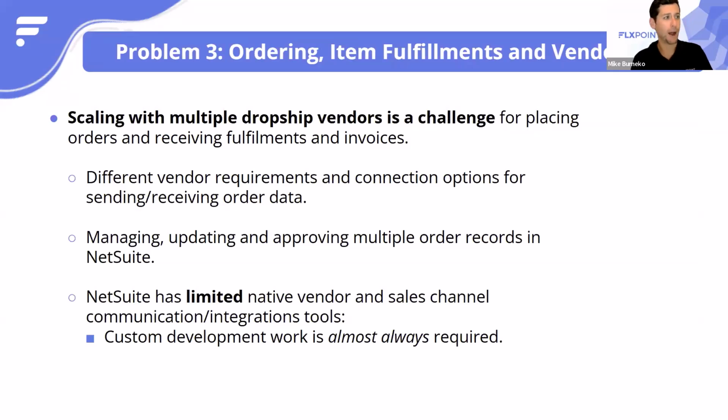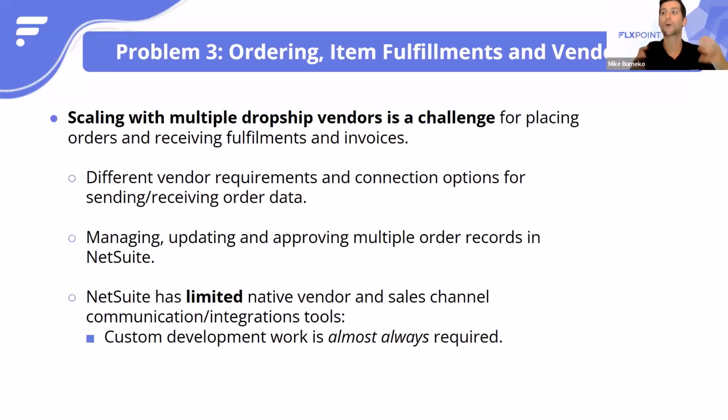All right, so going into problem number 3 here. This is really what I'm talking about, the full order and procurement lifecycle. So the actual placing of orders with the vendors, getting tracking information in, reconciliation information in, getting invoices in and created as vendor bills inside of NetSuite. The final challenge is a big one as well. But really what it comes down to is, if I'm scaling with multiple dropship vendors, again, one dropship vendor is great, but the name of the game is volume.